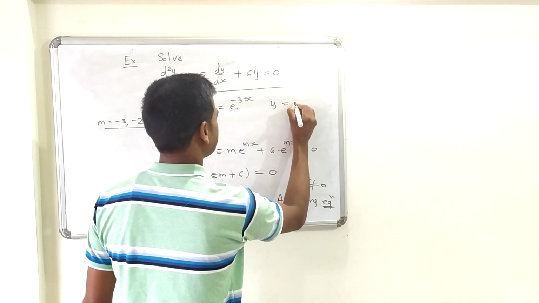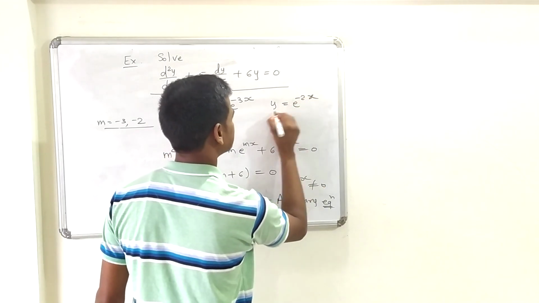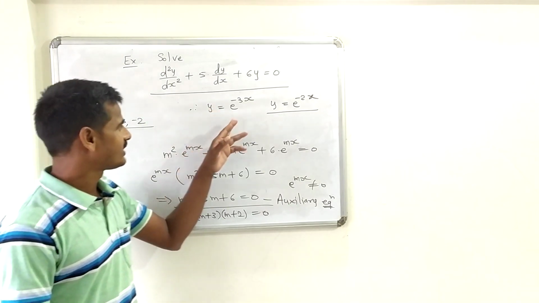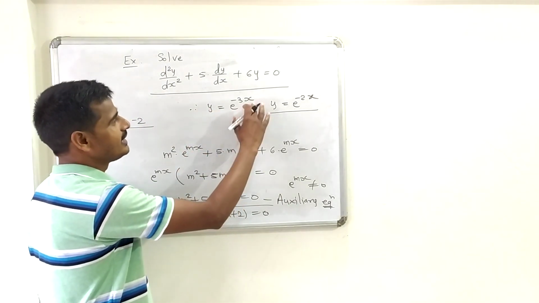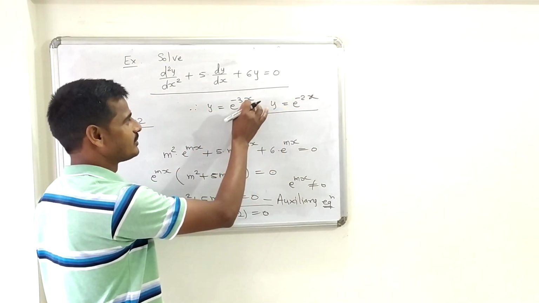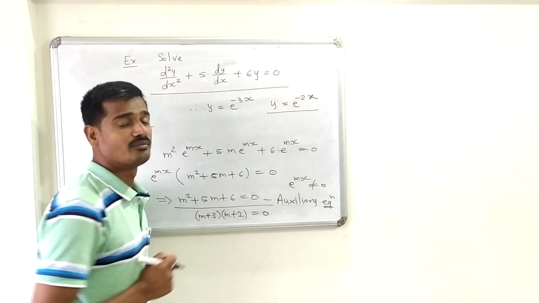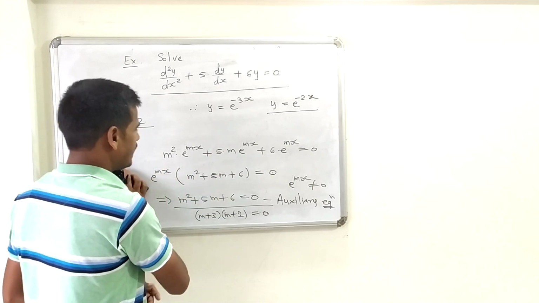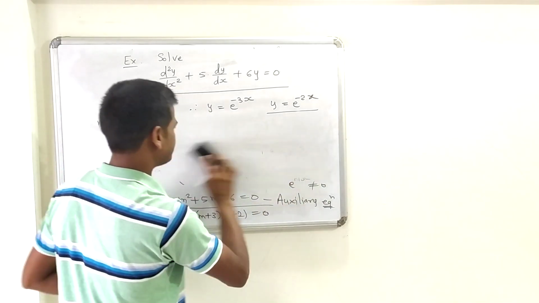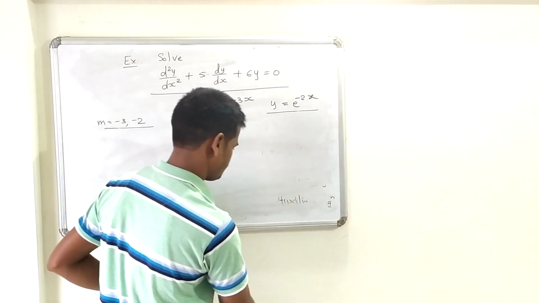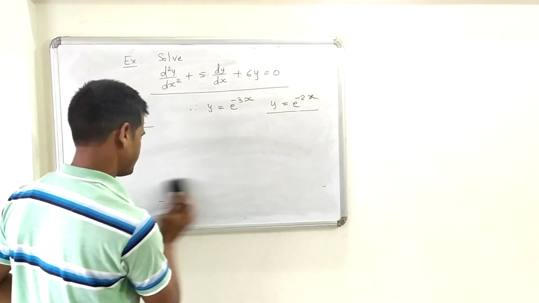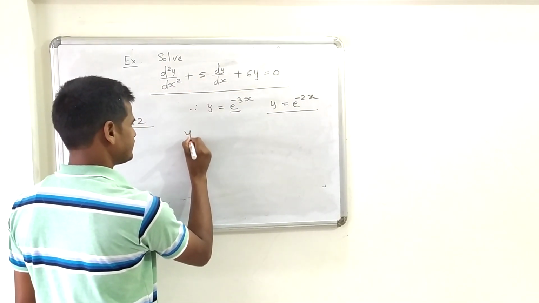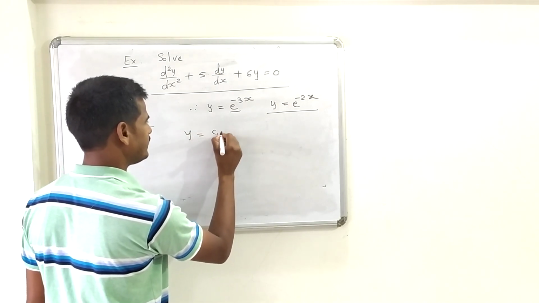Moreover, y is equal to e to the power minus 2x is also a solution of the given differential equation, and this is in fact a set of linearly independent solutions, e to the power minus 3x and e to the power minus 2x, corresponding to this differential equation. And by applying the principle of superposition, this is also a solution of this differential equation.